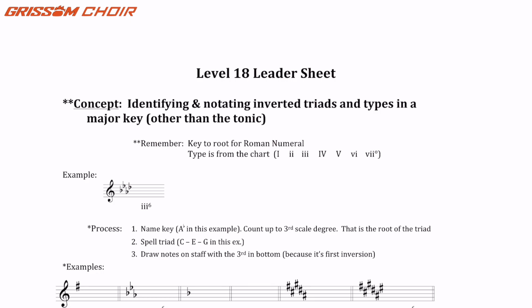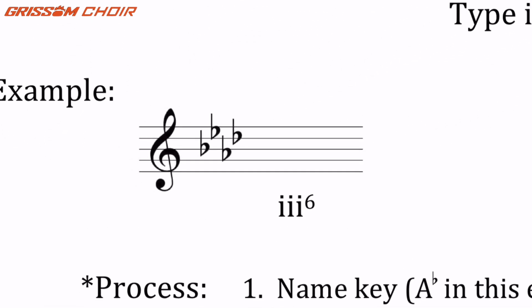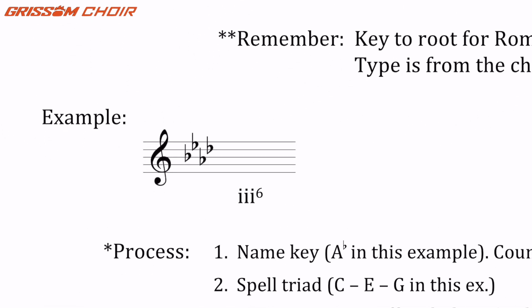Let's go through this first example step by step. First, we identify the key signature that we are in. We have 4 flats in the key. We look at that next to last flat. That next to last flat is on A flat, so we are in the key of A flat major. Now we look at the Roman numeral.